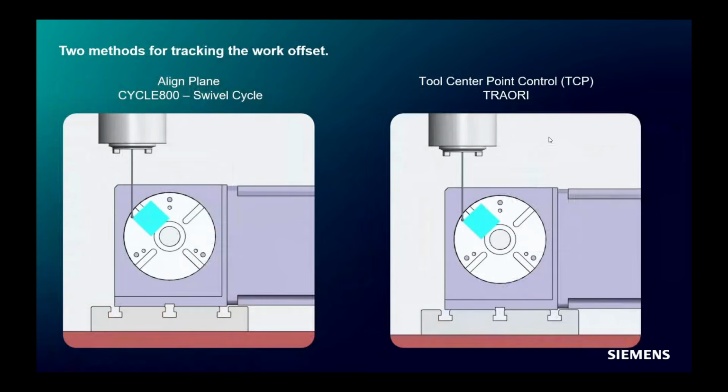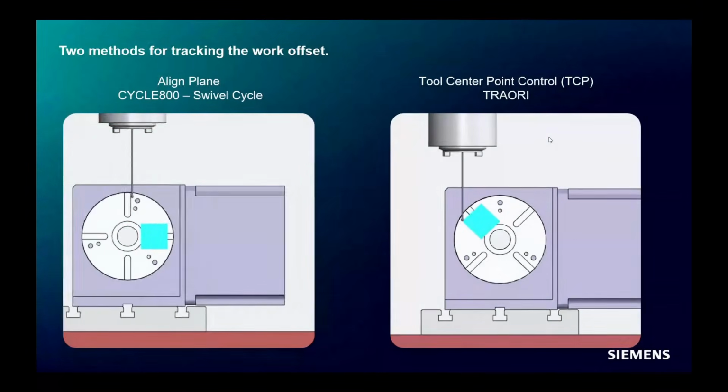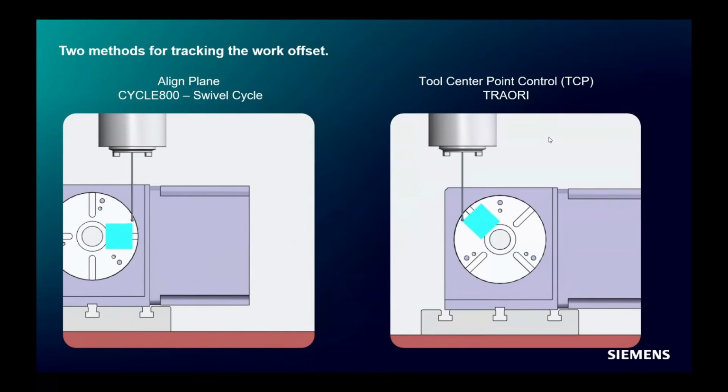Now, what functions within the Sinumerik control would lend themselves to this kind of dynamic tracking capability? Well, you really have two. We have Cycle800, and Cycle800 would honestly be the most preferred method for doing this, and it's the one we're going to use right now, or what we also call swivel cycle.